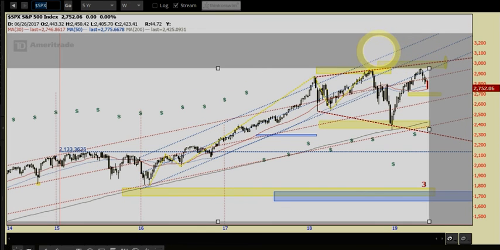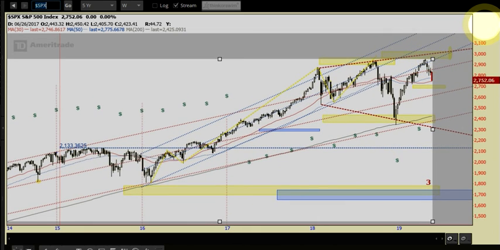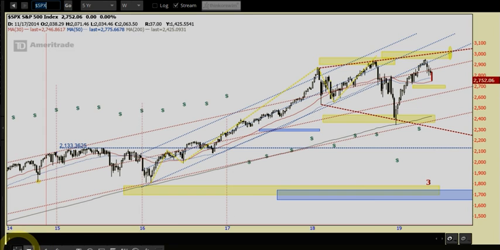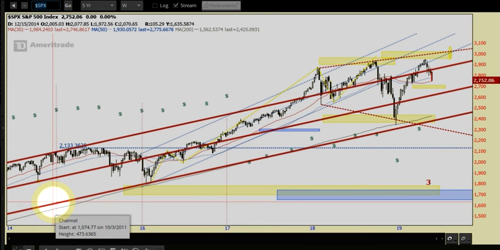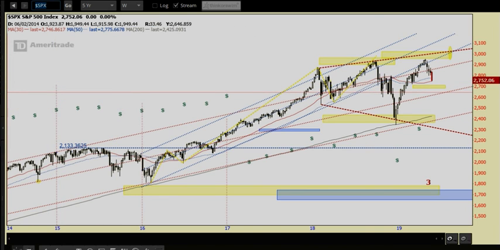It's wanting to resize my graph, and I really don't want to do that, but I'll do that anyway since it's wanting me to. All right, so that's the S&P 500. Let's look at the 10-year yield.